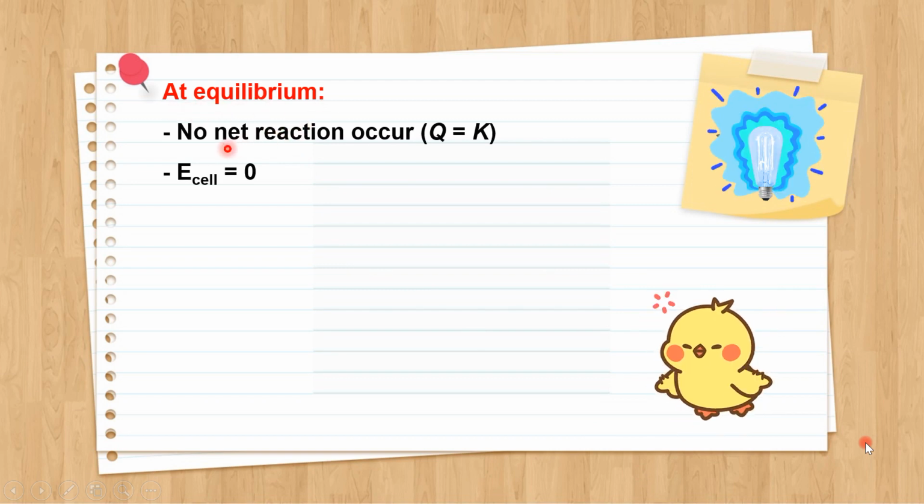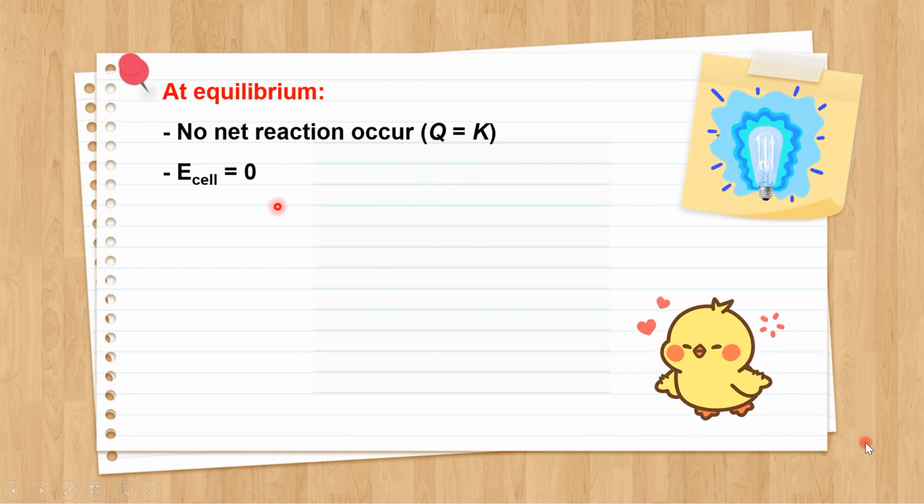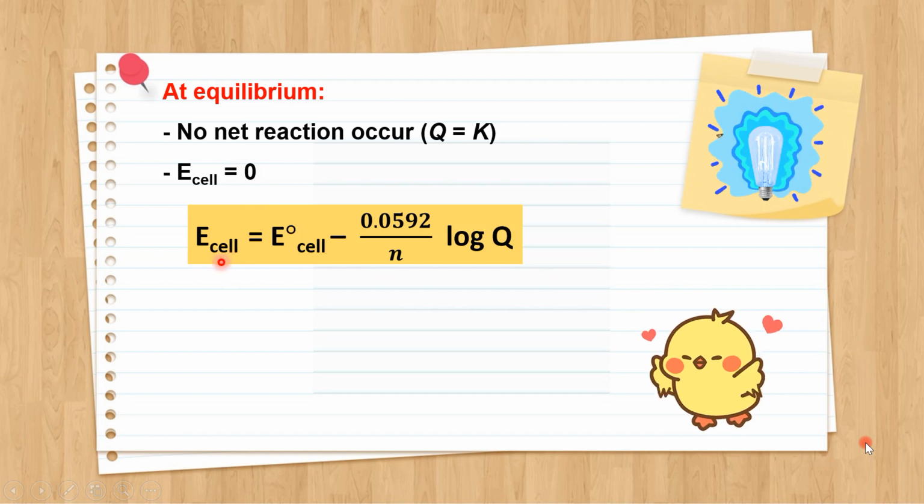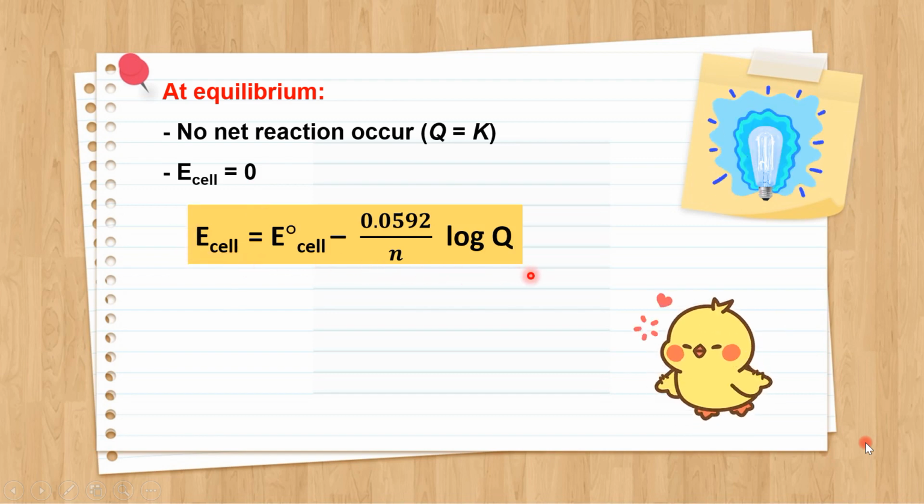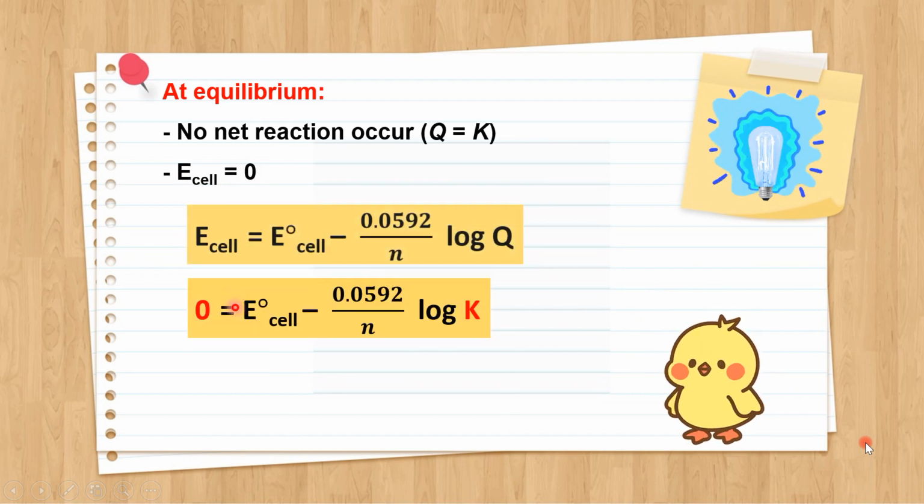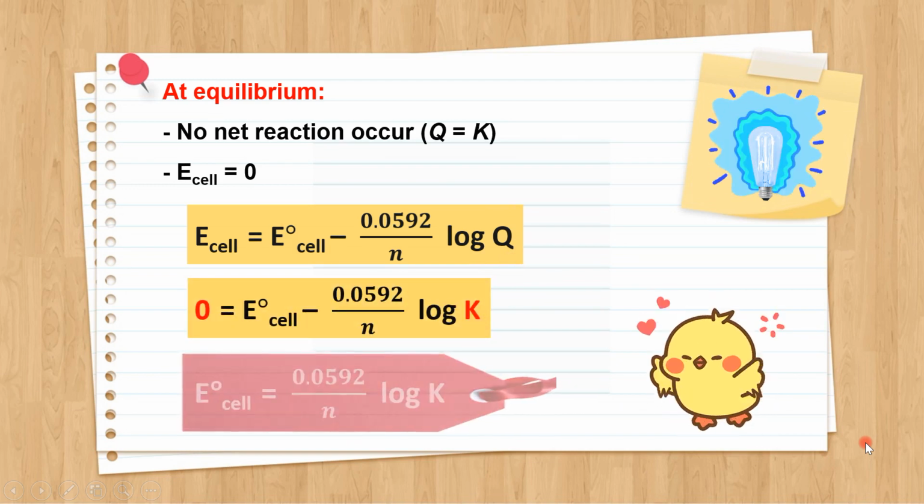So at equilibrium, there is no net reaction occurring, where Q equals K and E cell is equal to 0. So when we refer back to the Nernst equation and substitute E cell equal to 0, and change Q into K, we get this formula.